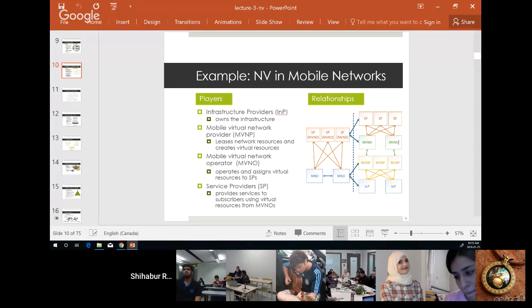You can do that, or you can just lease a subset of that. Say, for example, I have so much spectrum, and I give you a subset of the spectrum, a particular frequency band that you can use to serve your users. So the virtual network is the result of leasing resources. The virtual network is composed of resources that are leased from the underlying physical network.